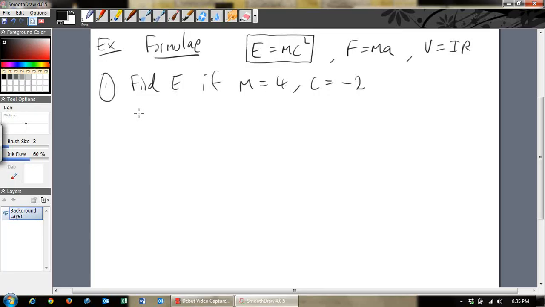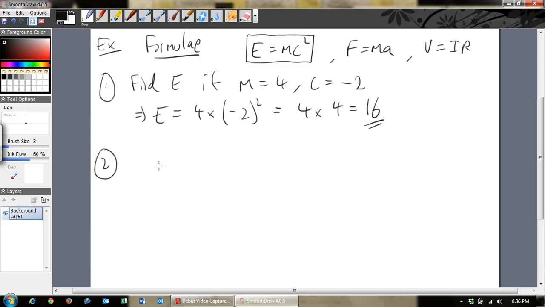So let's go. E is equal to, and we're just going to substitute these values in. This means m times c squared. So it's going to be 4 times c squared, which is -2 squared. Instead of writing m, I've written 4, and instead of writing c, I've written -2. Now just be careful here. It's powers first. BidMath, you need to do brackets and indices first. So that's 4 times -2 squared. -2 times -2 is 4, so it'll be 4 times 4, and the answer is 16.